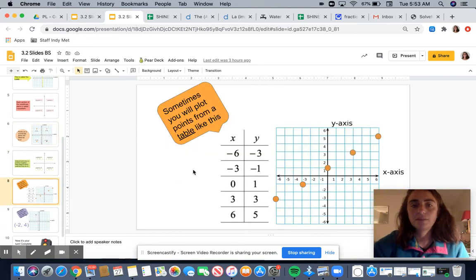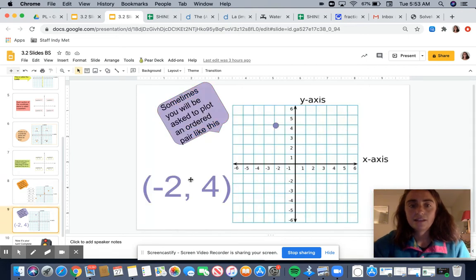So sometimes you'll be asked to plot points from a table like this, where you have your x's and your y's. And notice here I graph these points, and I have a linear graph, meaning my graph makes a line. And other times, you'll be given the ordered pair in a set of parentheses like this, and you'll be asked to plot it.